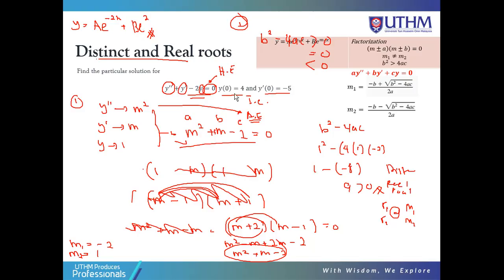Given the initial conditions, you need to find the particular solution from this general solution. You need to use both initial conditions to solve for the constants. Let's you try: what is the final answer for the particular solution?